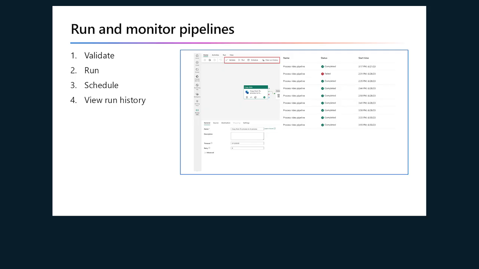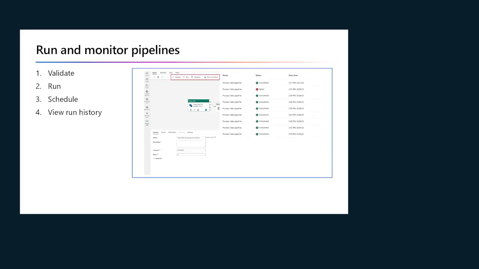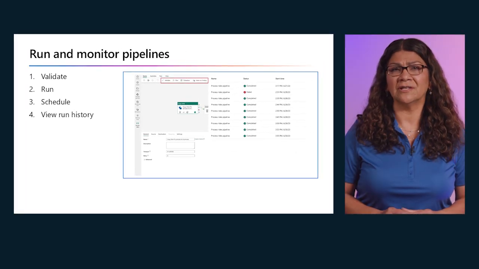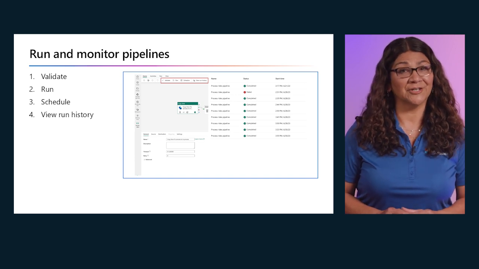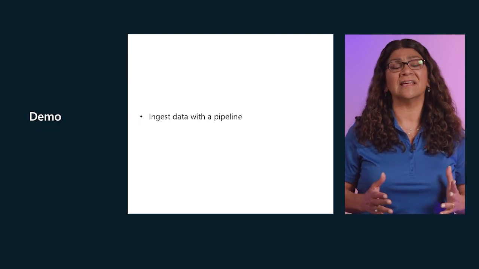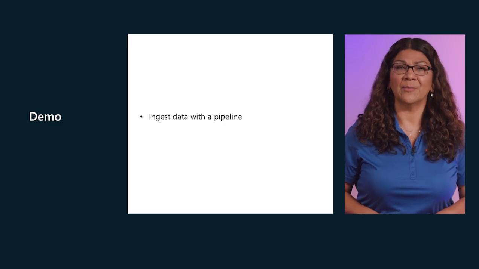When you view a pipeline run history from the Workspace page, you can select the Run Start value to see the details of your individual run, including the option to view the individual execution time for each activity as a Gantt chart. Now let's see how to ingest data with the pipeline.